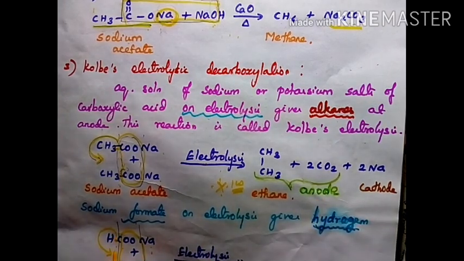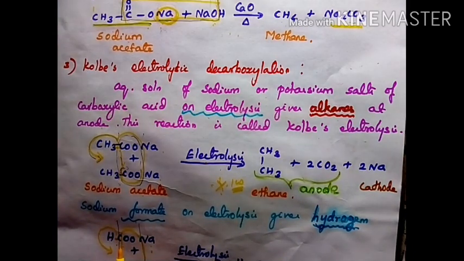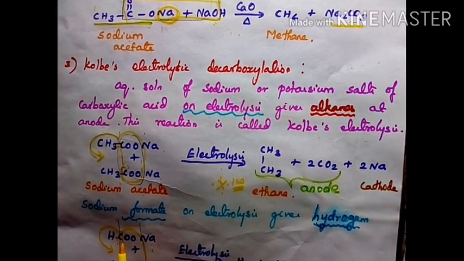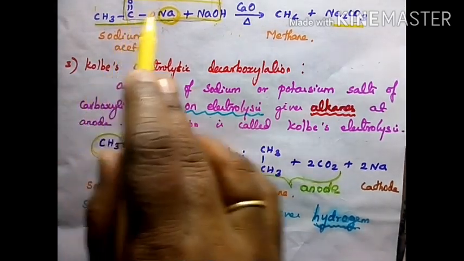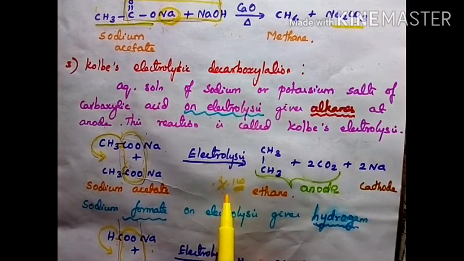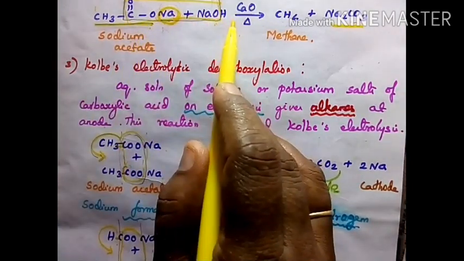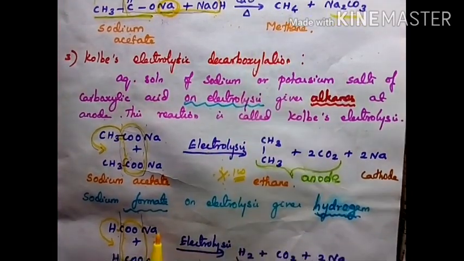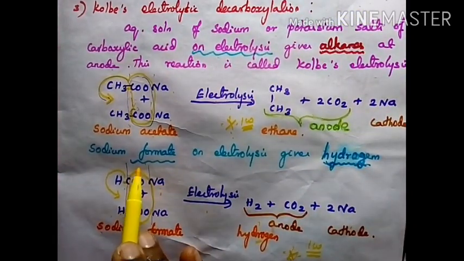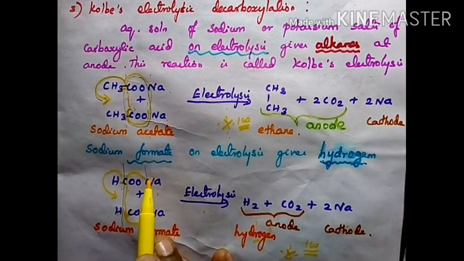And now, this is sodium acetate. Sodium acetate on electrolysis gives ethane. The same sodium acetate with the soda lime gives methane. Important one more: sodium acetate on electrolysis gives ethane, and with soda lime gives methane. Then what happens with sodium formate?